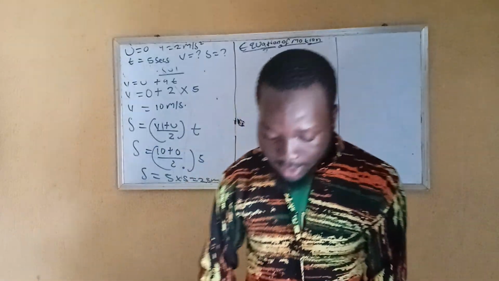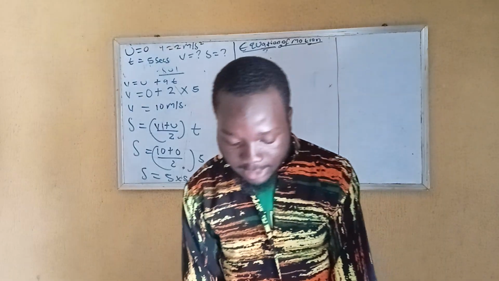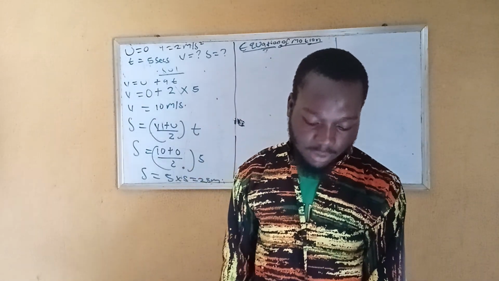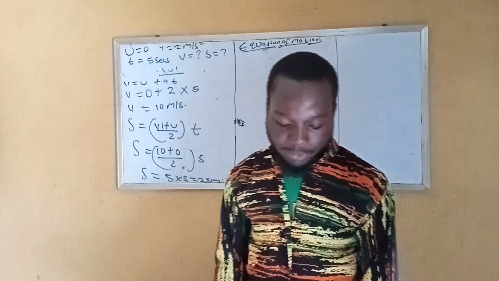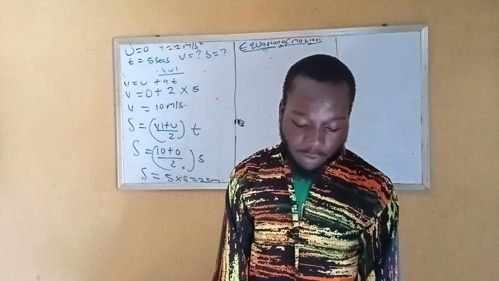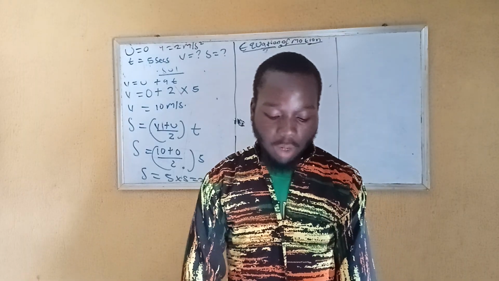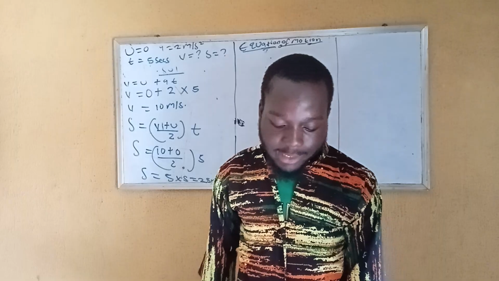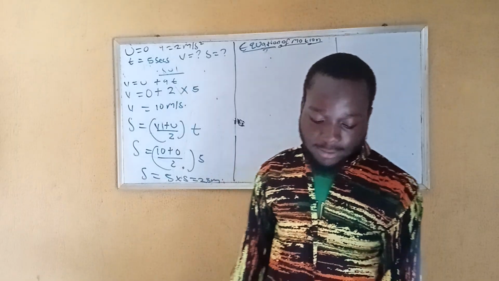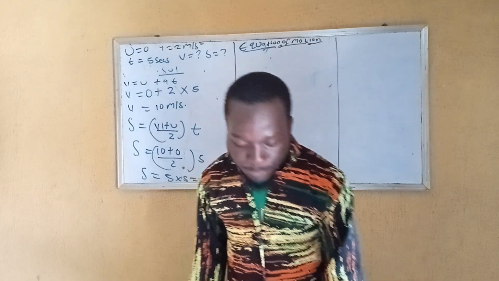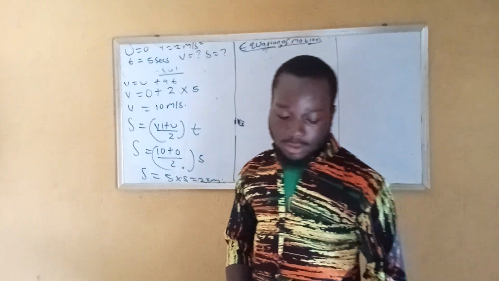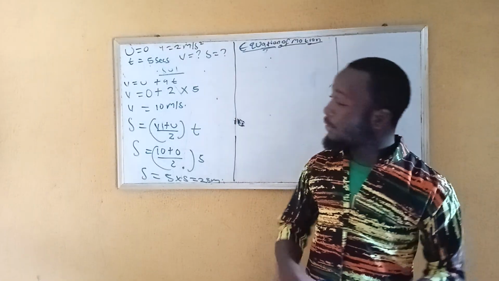Question number 2. A body moving at 20 meters per second is brought to rest by a uniform retardation of 4 meters per second squared. Find A, the time taken, and B, the distance covered. Now see this question. It's quite different from the first one.